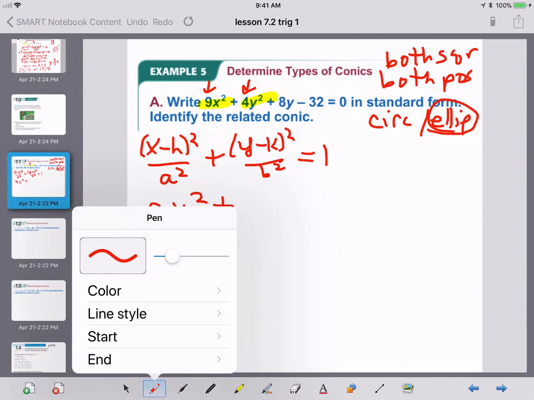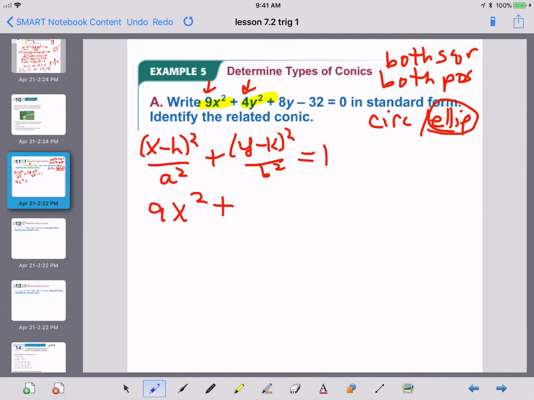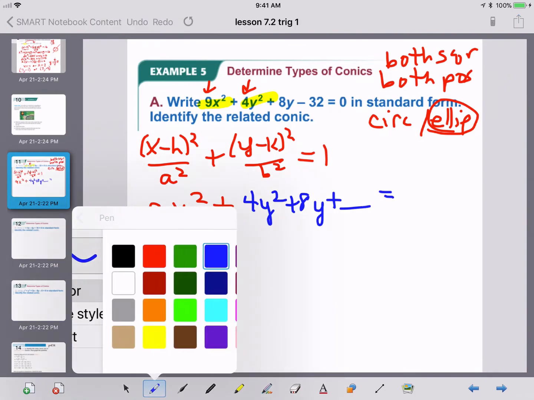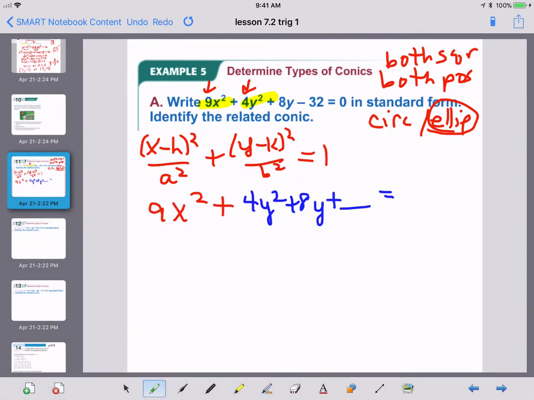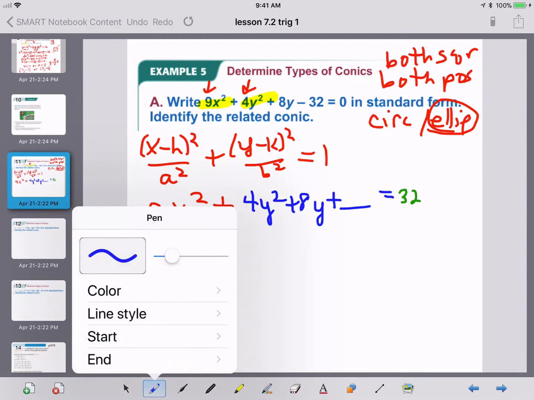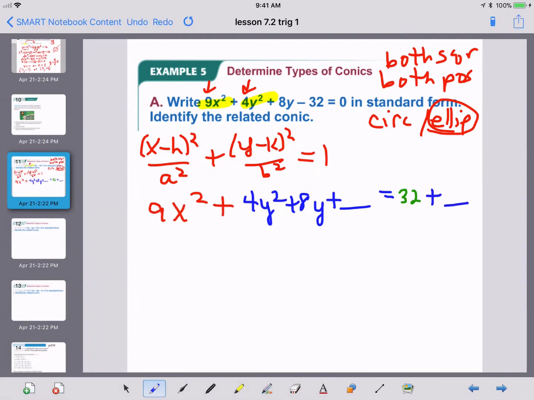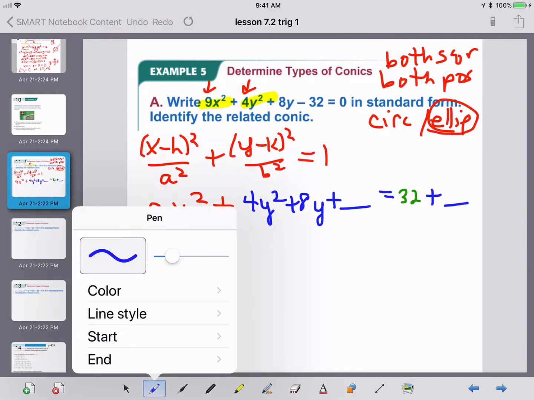Luckily for us, we only have that one x value, so we don't have to complete the square from Algebra 2. But this one has another y, so it needs completed. Put in parentheses if you want to say. And then I'm going to move that 32 to the other side, making it positive. And I'm going to put a little plus blank over here because I'm going to have to add something onto both sides.